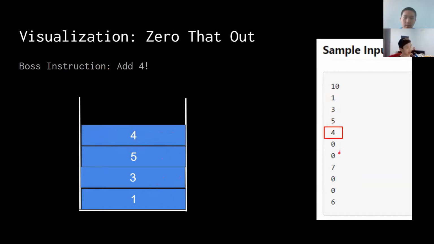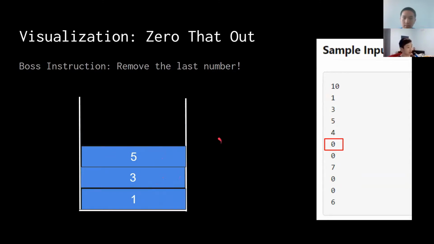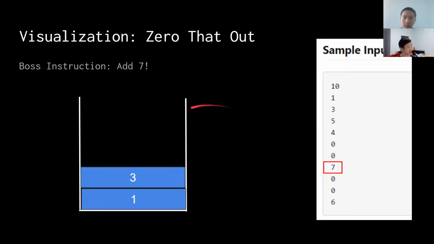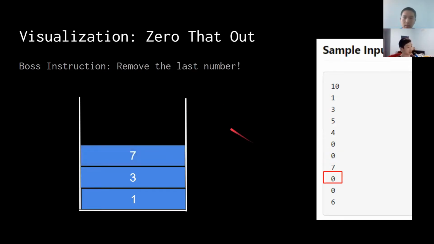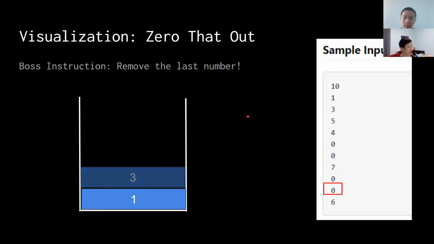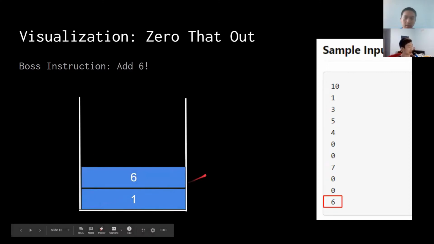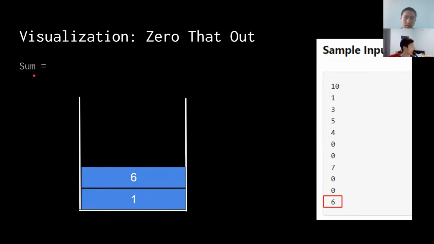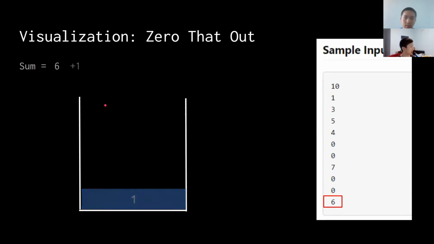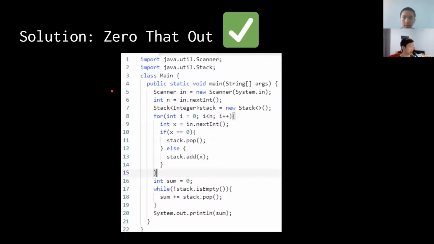And then your boss says 0, so you have to remove the last number. So goodbye 4. And then he says 0 again, so you remove another number. And then he says 7, so you add a 7. Then he says 0 again, and then 0 again. And then he says 6 at the end. So that's how a stack works. And the sum is 6 plus 1, you'll get 7, right?